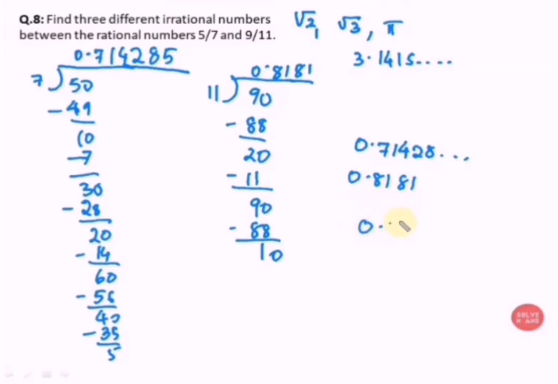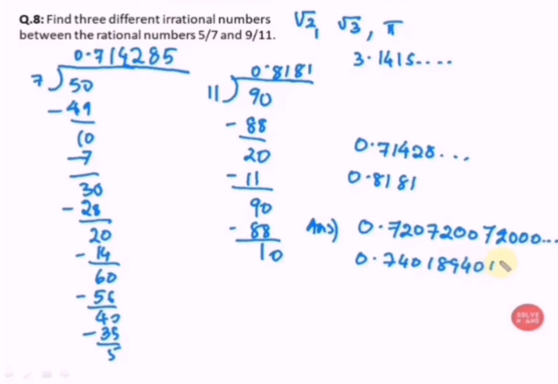I can write any three of them. They shouldn't be repeating. 0.72072007200072 and so on. Other number I can take is 0.74018940 and so on. See the numbers, they aren't repeating. Then the last one 0.80, then 780078000 and so on. So this was the answer for this question.